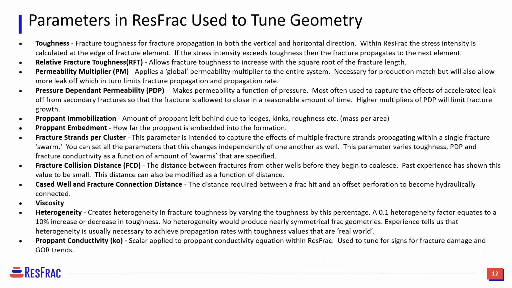Fracture collision distance. This is the distance between fractures from other wells before they begin to coalesce. If you think that your fractures are hitting each other and becoming one big gigantic fracture between 2 different wells, then you may want to set this value to be fairly significant. However, if you don't, then you would set it to be fairly small. It's always a function of the distance between the fractures as they propagate by each other.